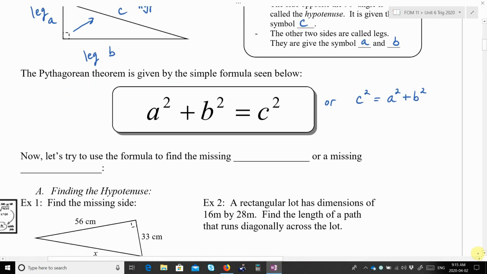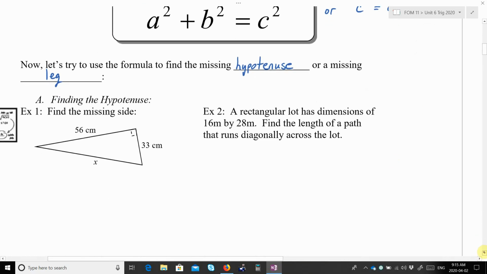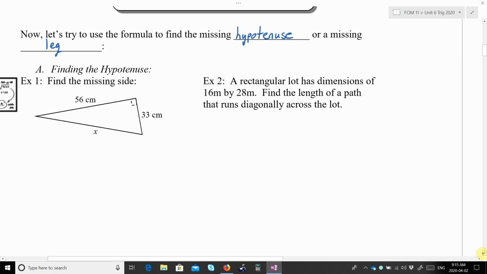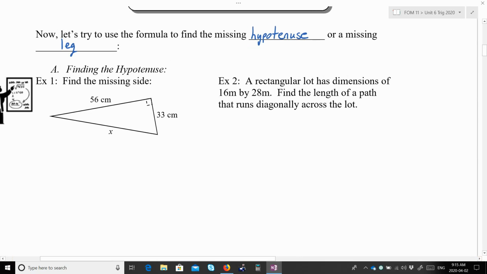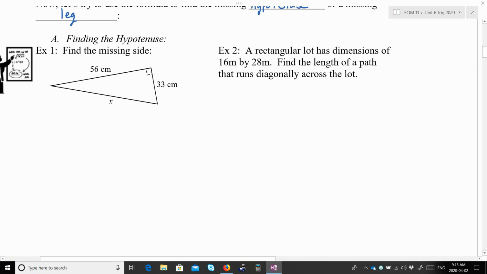Now let's try to use the formula to find the missing hypotenuse or a missing leg. So we'll start off with the more straightforward case, which is finding the hypotenuse. Example 1 says find the missing side. And so remember, across from the 90-degree angle, that's your hypotenuse. So that's the side that we label C.